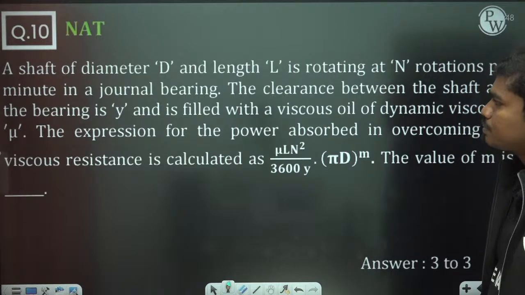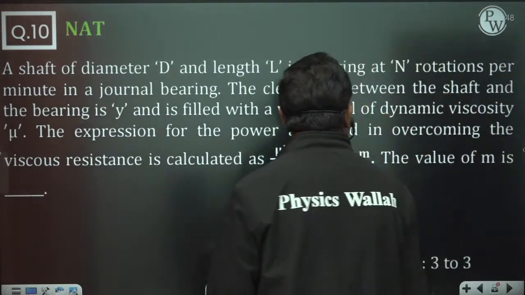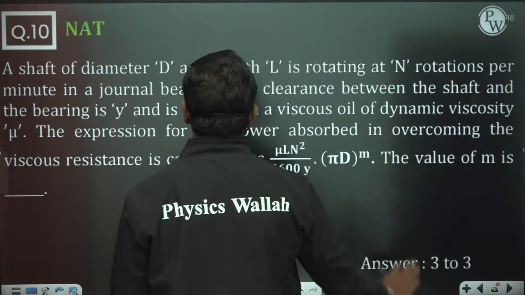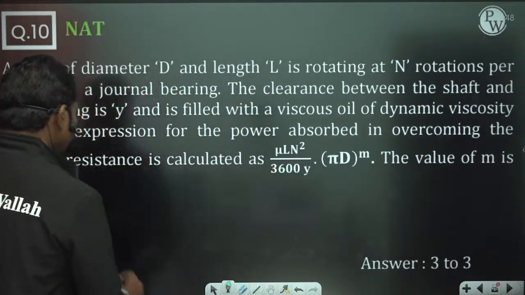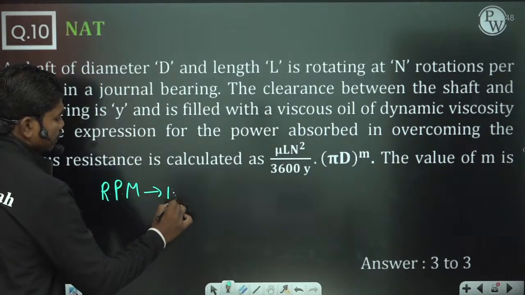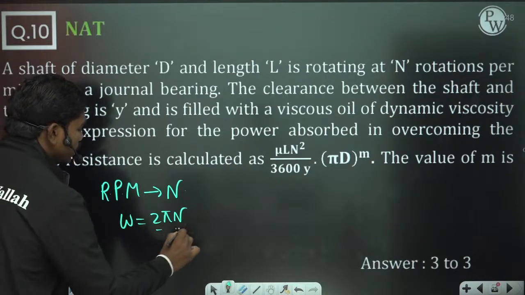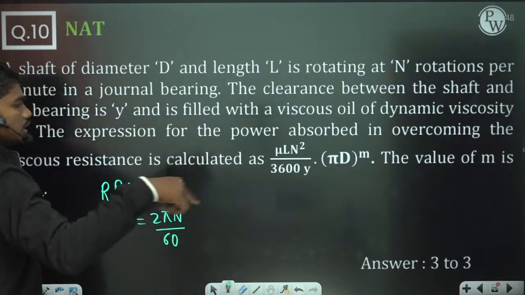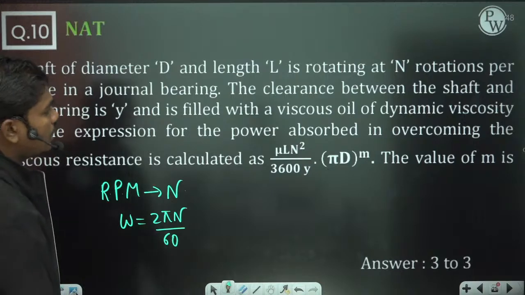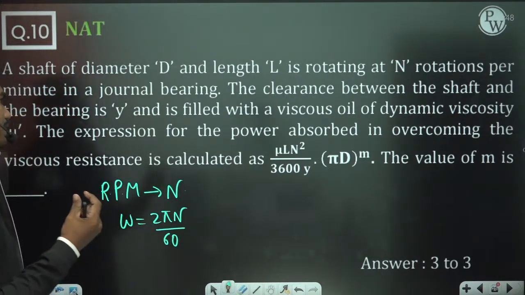So let us see here. A shaft of diameter D and length L is rotating at n rotations per minute in a journal bearing. Now tell me, if the RPM is n, what about omega? 2 pi n by 60, correct? Let us keep that, because generally we talk about rotations in terms of omega. Now in a journal bearing, the clearance between the shaft and the bearing is y.